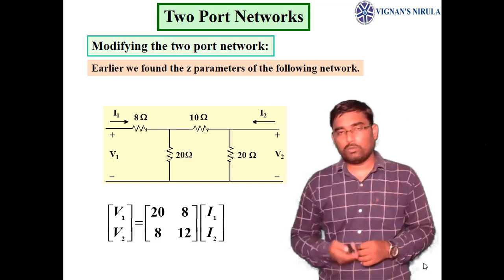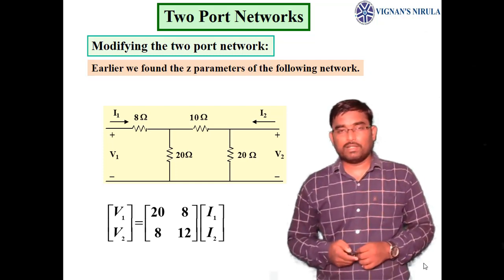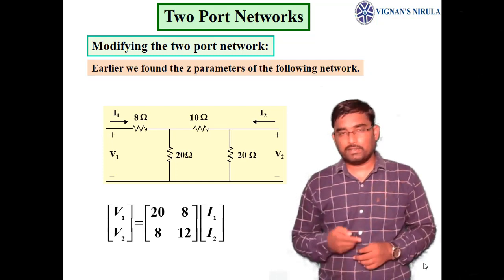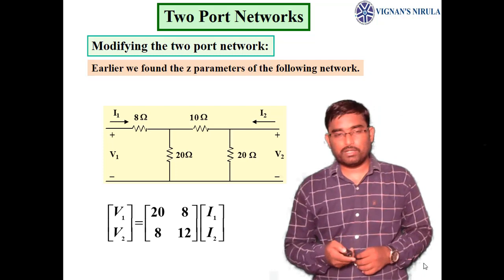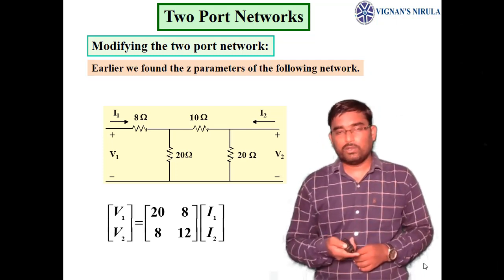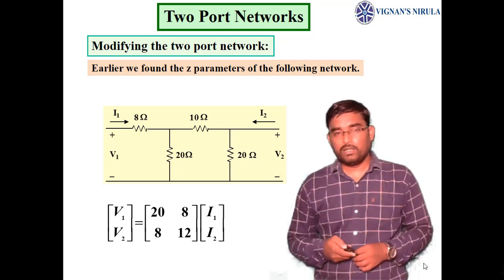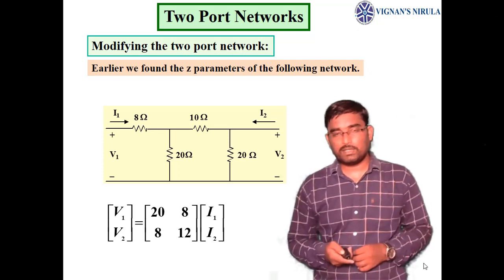Now, modifying the two-port networks. Modification of a two-port network means, see here, one circuit is given in the figure. For this circuit, in the previous lectures we have already derived the Z parameters, obtained as V1, V2 equals Z matrix into I1, I2, where the Z matrix is 20 ohms, 8 ohms, 8 ohms and 12 ohms. These are the Z parameters obtained, solved in the previous lectures.